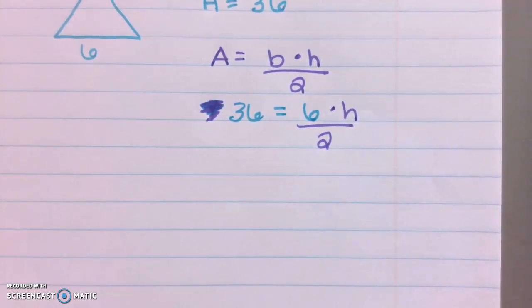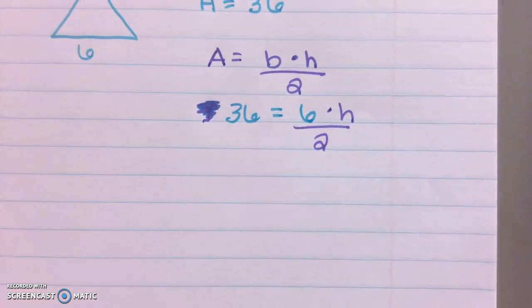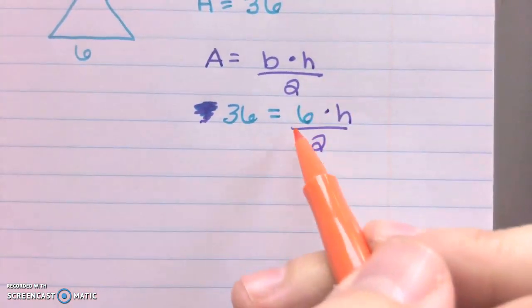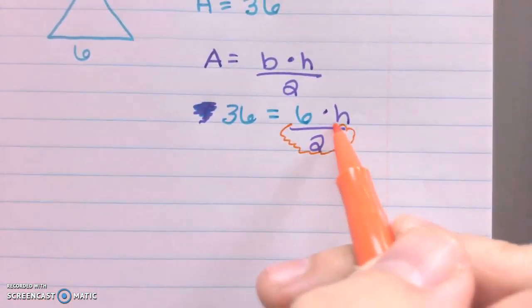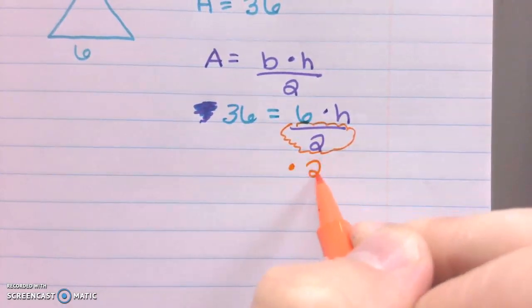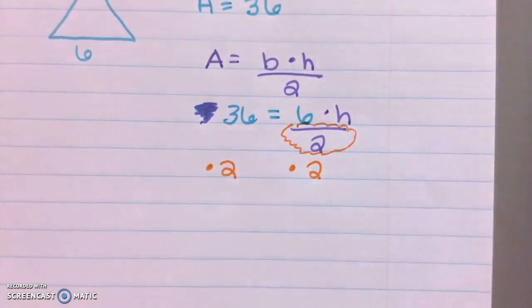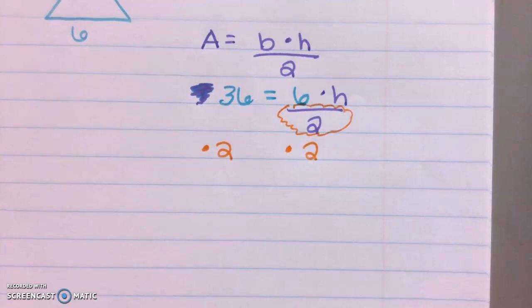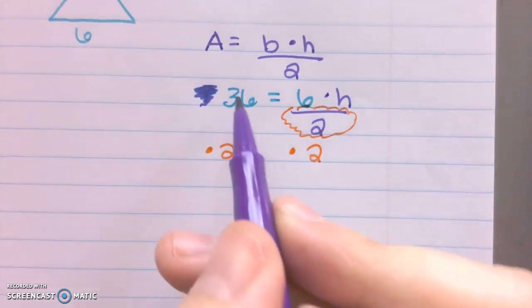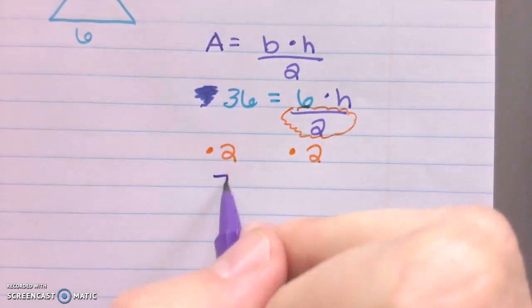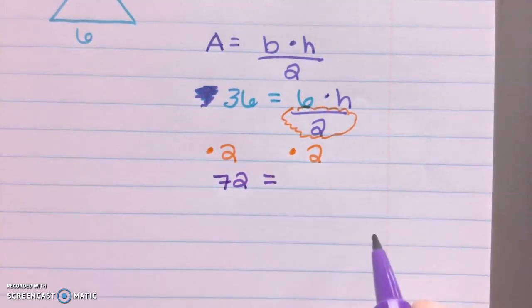I told you when you find the area of a triangle, at the end you're going to cut it in half. So if we're working backwards, we're going to do the opposite of cutting it in half. We've got to double it. So in order to get rid of this divided by 2, I need to multiply by 2 on both sides of the equation. So we do 36 times 2, which is 72.